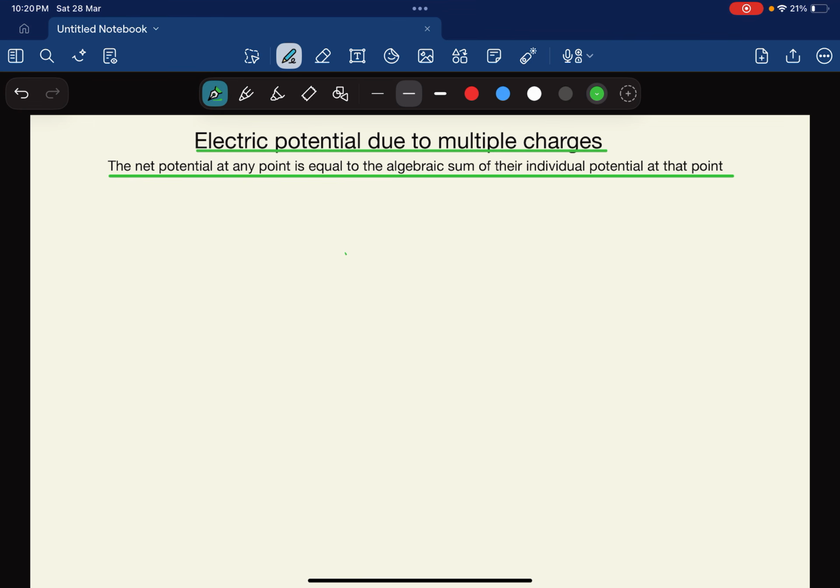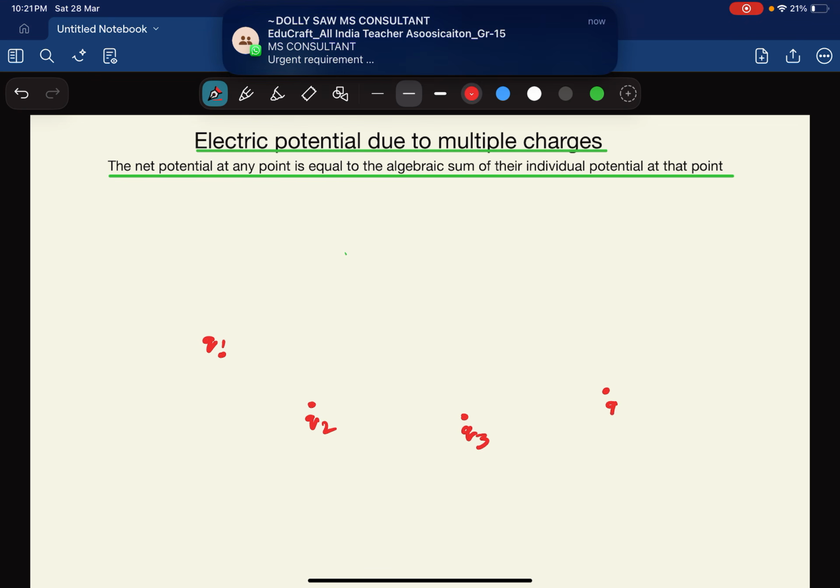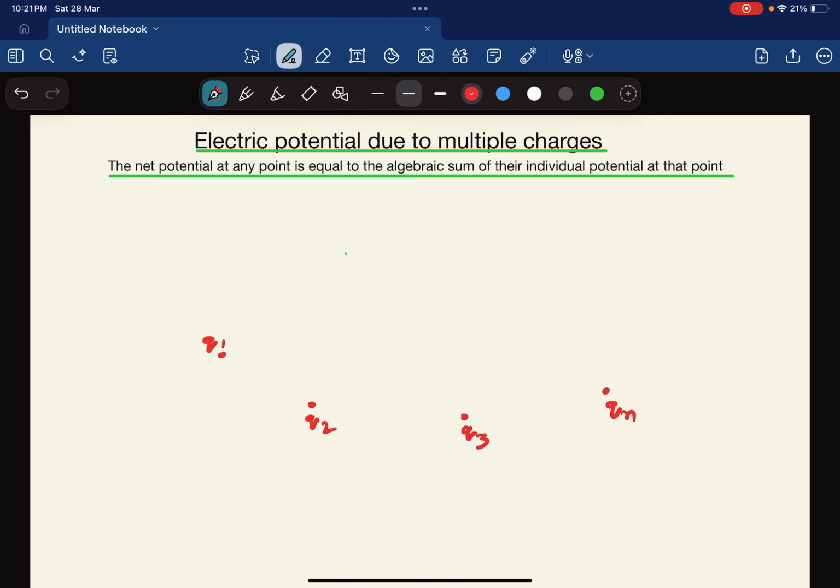Let's say for example I have n number of charges. The first charge is q1, second charge is q2, third charge is q3, and so on, nth charge is qn. I'm going to calculate the electric potential at a particular point due to these n charges. Let us assume this point is P.